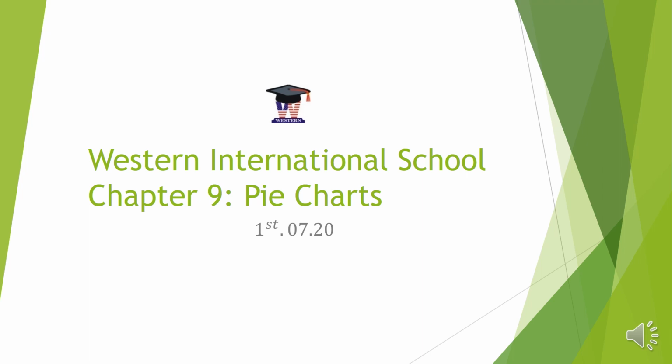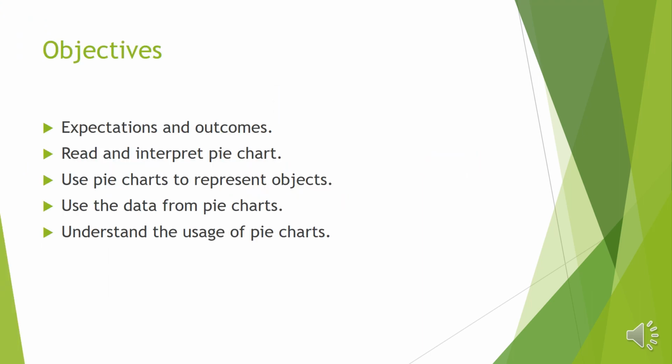Now we will start our lesson, chapter 9, pie chart, and welcome to our class. Before we study, we need to know the objective of pie chart, expectation and outcome. Read and interpret pie chart. Use pie chart to represent objective. Use the data from the pie charts. Understand the usage of the pie chart.